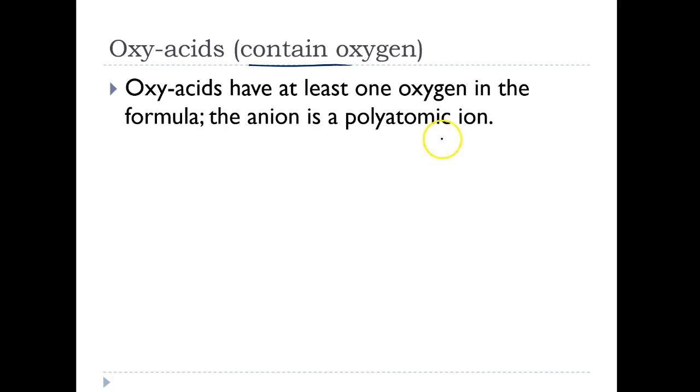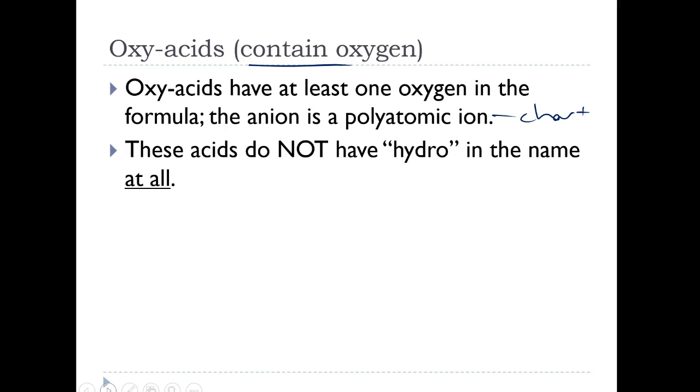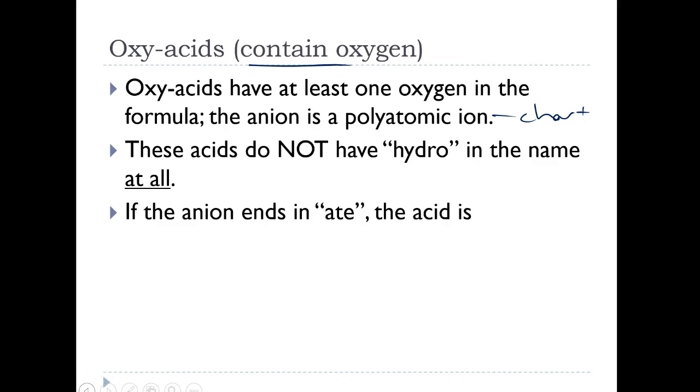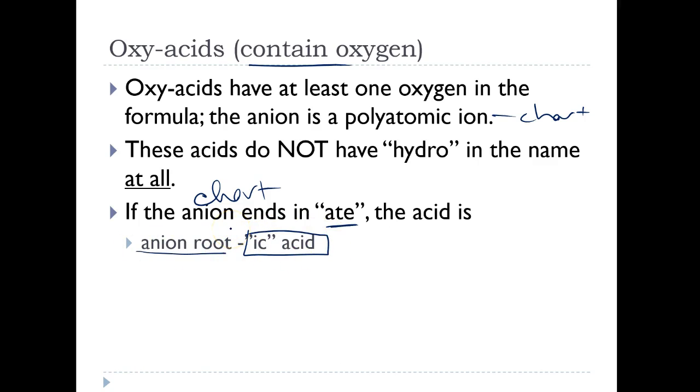Okay, oxyacids have oxygen, at least one. And then the anion comes from the chart that you guys have of the polyatomic ions. So they do not have the word hydro in the name at all. That's how you recognize them. The way it works is if the anion off the chart ends in ATE, then the acid becomes whatever the root of that is, ic acid. Notice, not hydro, just ic acid.